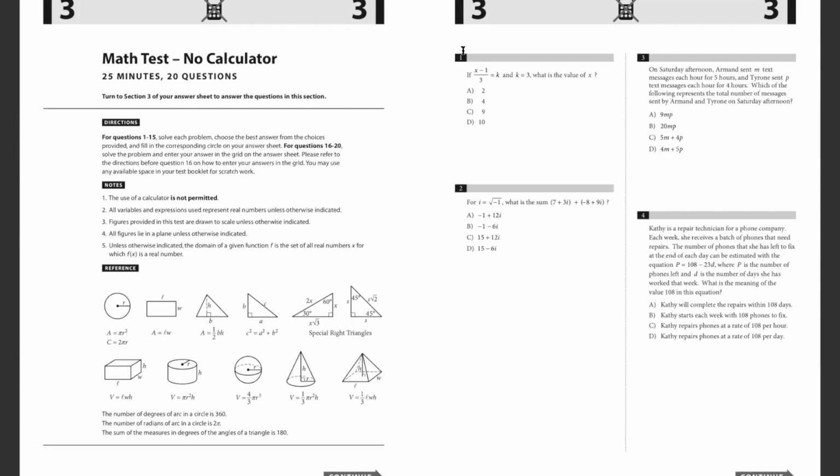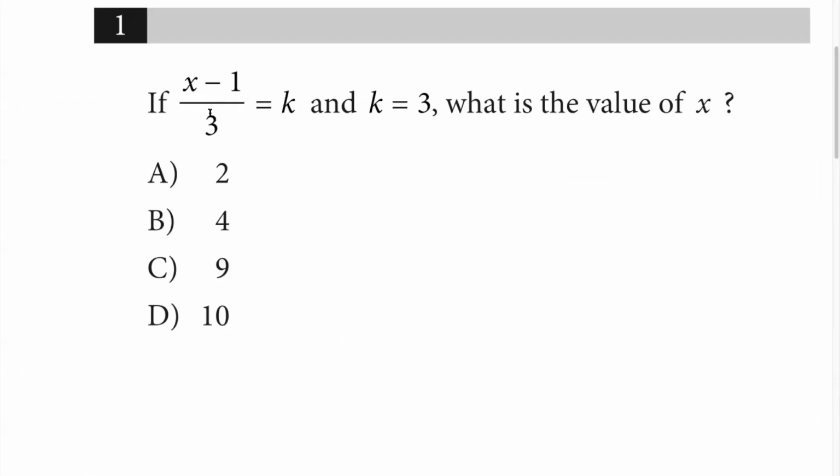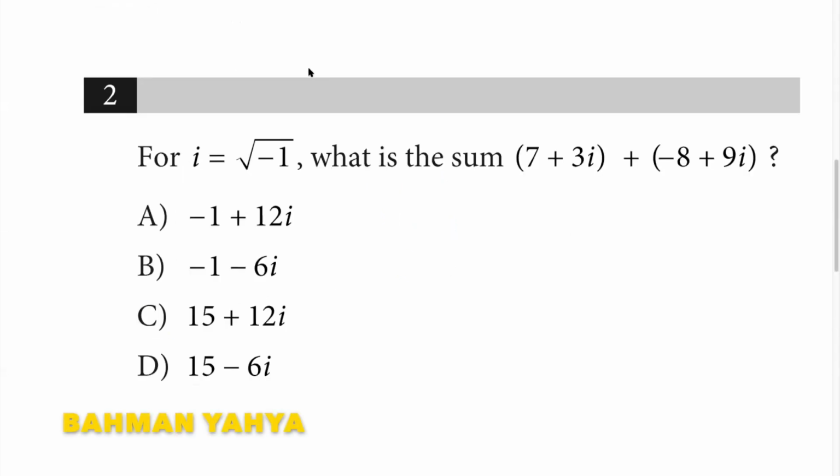So let's go ahead and get started with question number 1. If (x minus 1) over 3 is k and k is 3, what is the value of x? So we need to solve for x. Let's plug in 3 for the k right here and write it again. (x minus 1) over 3 is 3. Now, what divided by 3 gives you 3? X minus 1 must be 9. So, what minus 1 is 9? X is 10. Our answer is going to be D.